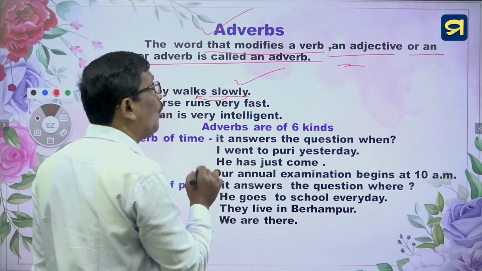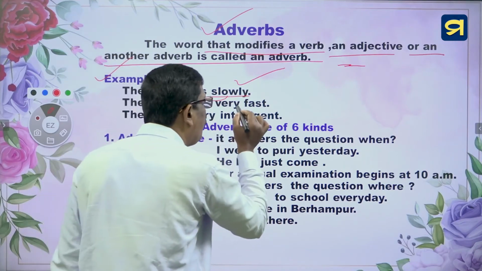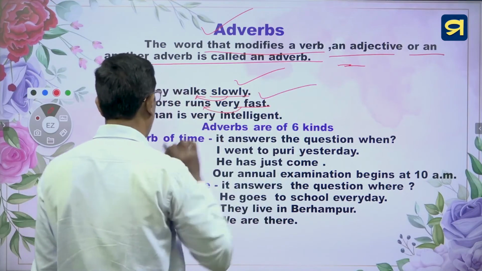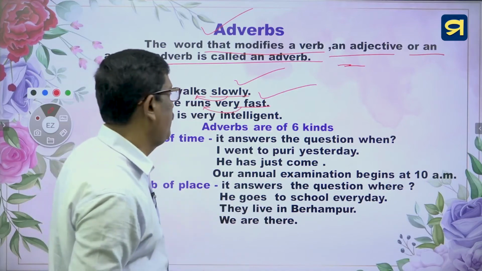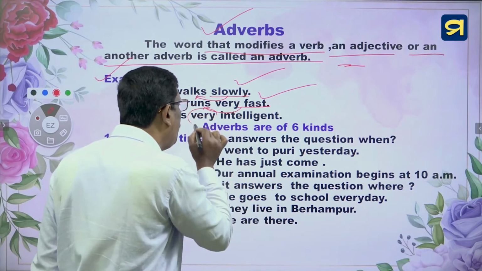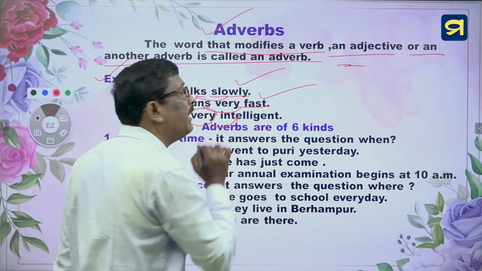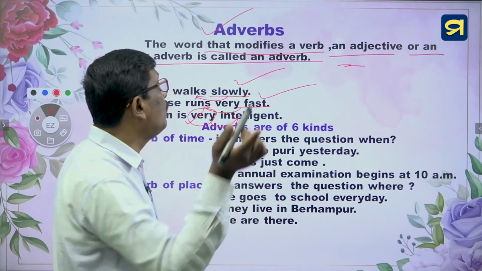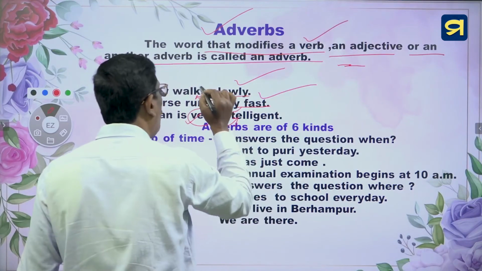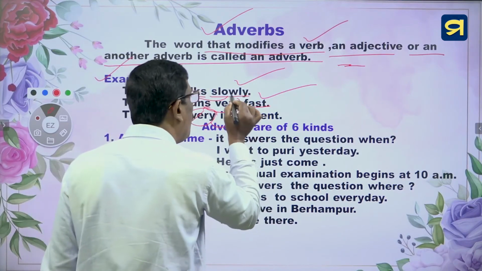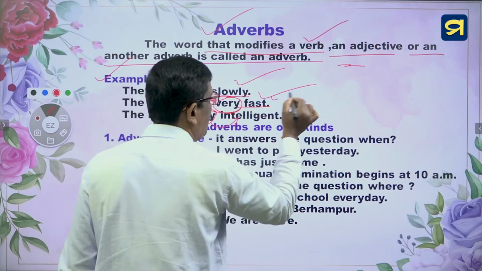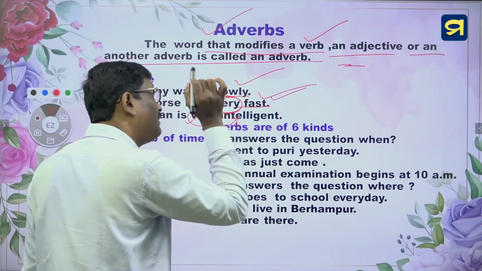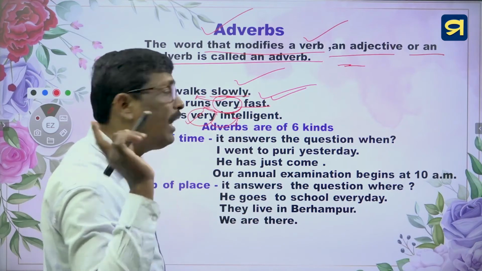The horse runs very fast. You see, here fast modifies the verb runs. That's why it is an adverb. The man is very intelligent. You mark here, very modifies the adjective intelligent. That is why it is also an adverb. That means the word that modifies a verb, and it also modifies another adverb, like fast. And the word that modifies an adjective is also called an adverb.